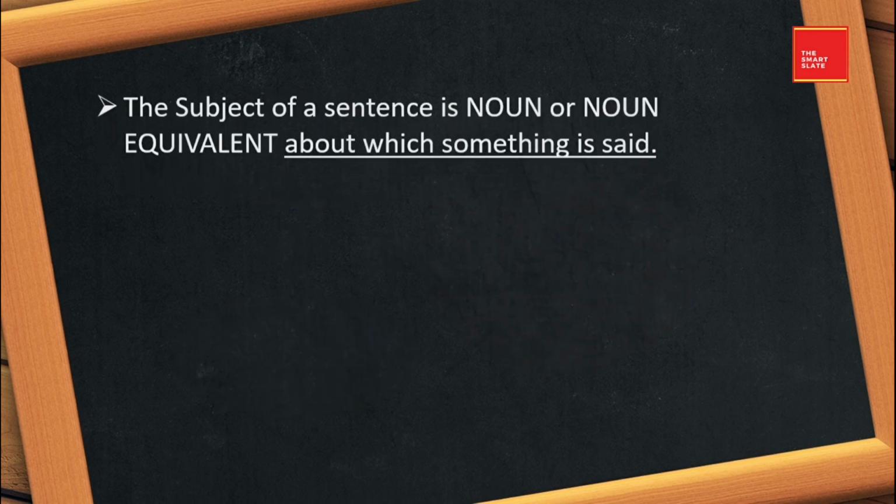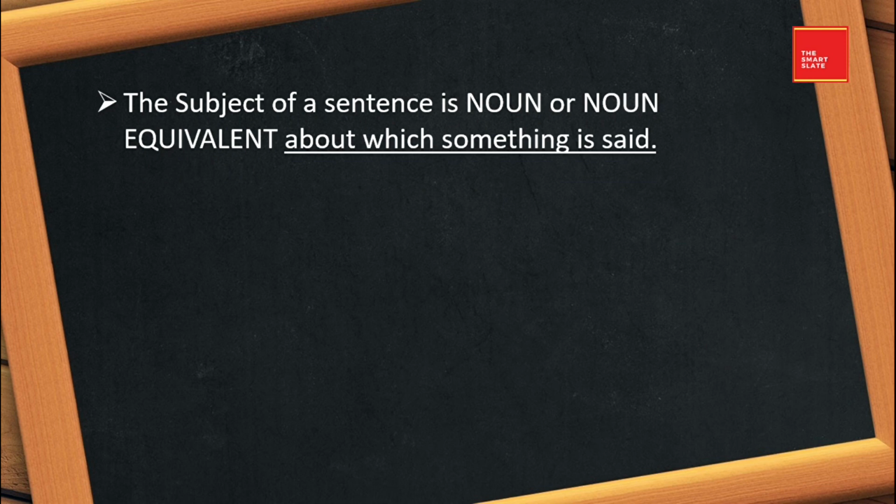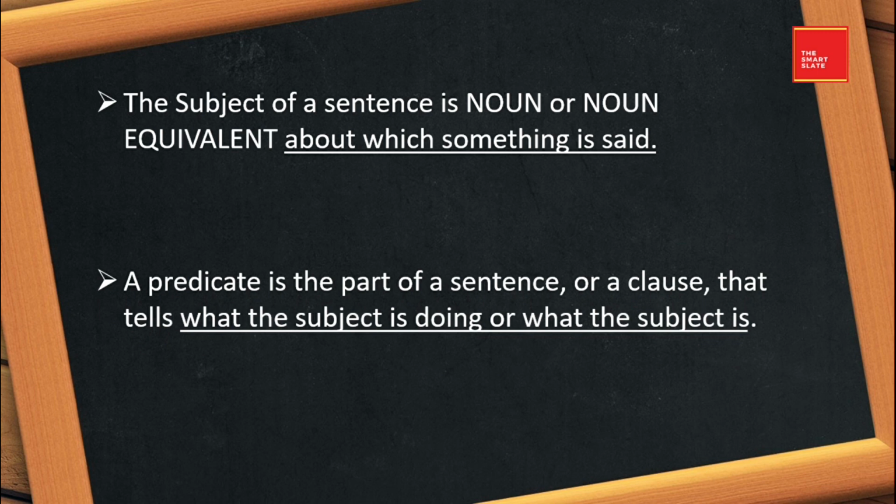The subject of a sentence is a noun or noun equivalent about which something is said. A predicate is the part of a sentence or a clause that tells what the subject is doing or what the subject is. For example, Hannah is cooking. In this particular sentence, Hannah is the noun, or you can say the subject, about which something is said. What is said? That she is cooking. What is Hannah doing? She is cooking. So Hannah is the subject and is cooking is the predicate.